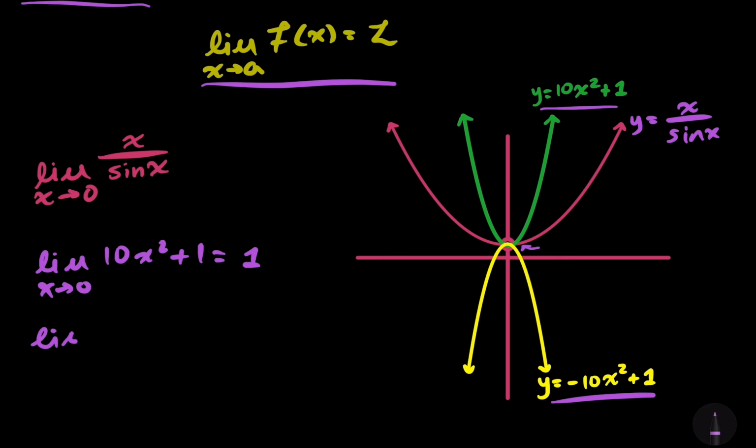Then we can take the limit as x approaches 0 of negative 10x squared plus 1, and again, by direct substitution, we'll get 1. So these two are equal to each other. Because these two are equal to each other and x over sine of x is bounded by these two functions, we can then say that this limit is going to be equal to 1.